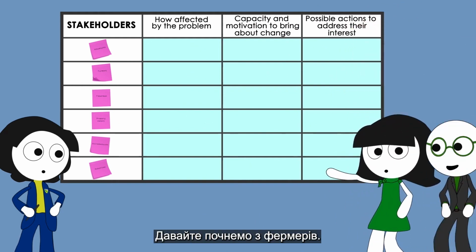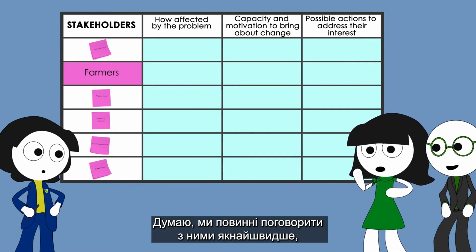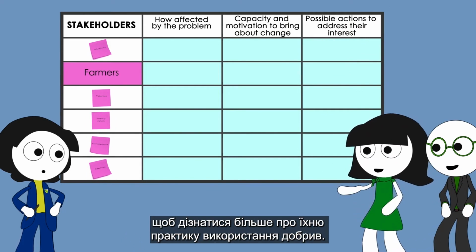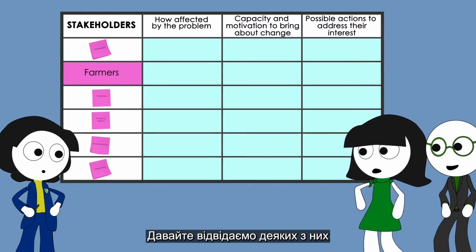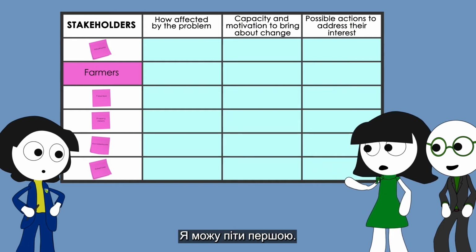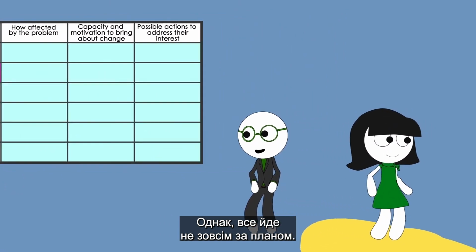Okay, let's start with the farmers. They appear at the heart of our problem. I think we should talk to them as soon as possible in order to find out more about their fertilizer practices. Let's visit some of them and ask how they determine the amount of fertilizer to be used. I can go first. This, however, does not go quite according to plan.